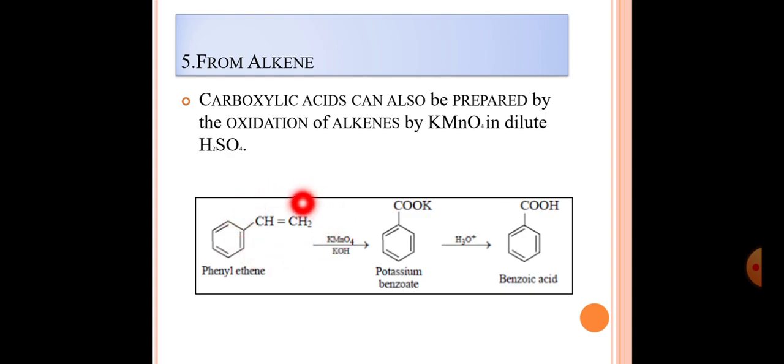What do you have to remember here? Alkene is going to oxidize first to the salt and then to the acid. It will first convert to the potassium salt. And why is the name given so? Phenyl is a substituent, 2 carbons, therefore phenylethene. Phenylethene on reaction with potassium permanganate in the presence of KOH gives potassium benzoate, which on hydrolysis gives benzoic acid. So CH double bond CH2, that is the alkene, is converted to the acid by these steps.